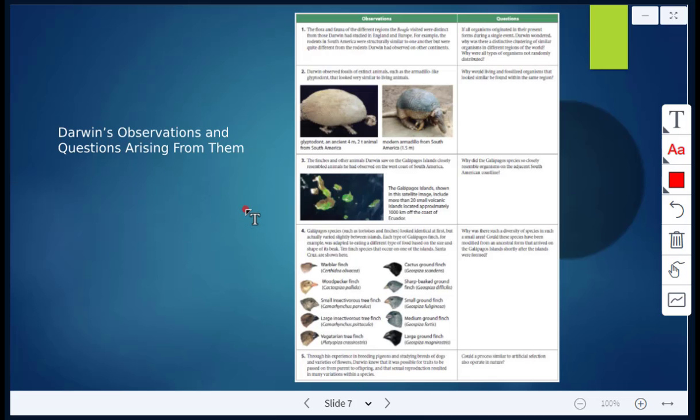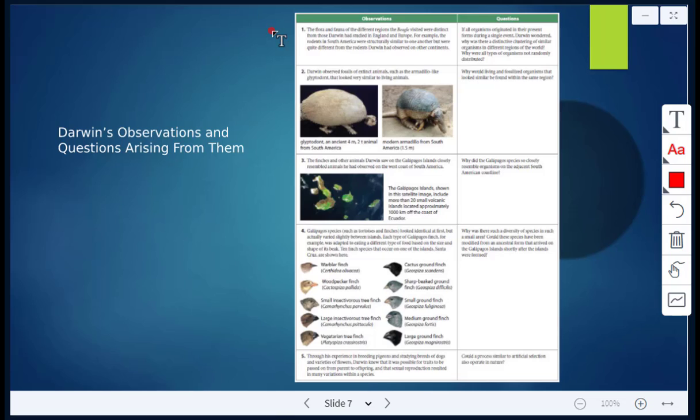So here in this chart, we can see his observations and then the questions he got from his observations. For example, number 1, the flora and fauna of the different regions the Beagle visited were distinct from those that Darwin studied in England and Europe. For example, the rodents in South America were structurally similar to one another, but were quite different from the rodents that he had seen on other continents.